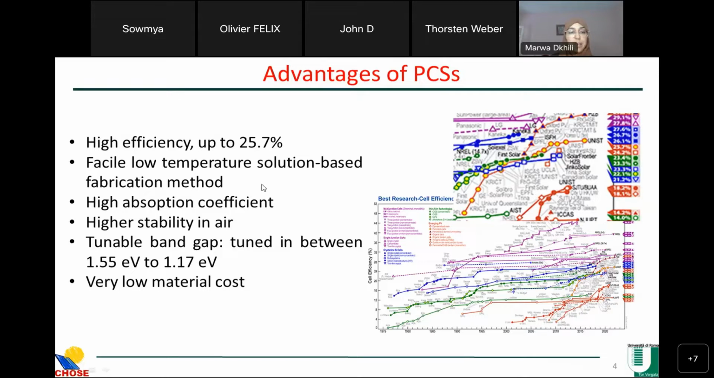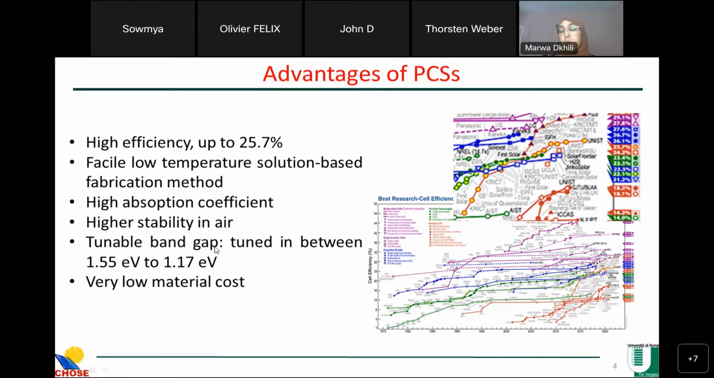High absorption coefficient. In a small thickness, they can absorb a large amount of light. Higher stability in air. Tunable band gap, tuned between 1.55 electron volt and 1.17 electron volt when switching from lead to tin for the B cation. And very low material cost.